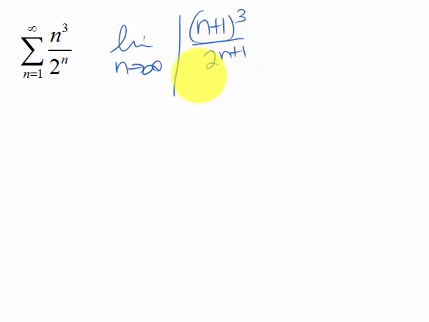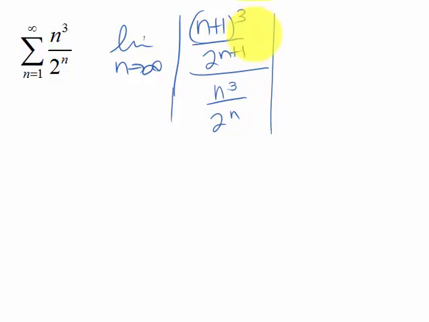So the ratio test says if we take the limit as n goes to infinity of the absolute value of the n plus 1 term, so I'm putting n plus 1 in anywhere I see the n, divided by the nth term, so that's n to the third over 2 to the n, then I need to compute that limit, and if that limit is less than 1, then I have convergence. If it's greater than 1, I have divergence, and if it equals 1, I don't know anything, and I'm going to have to try some other test.